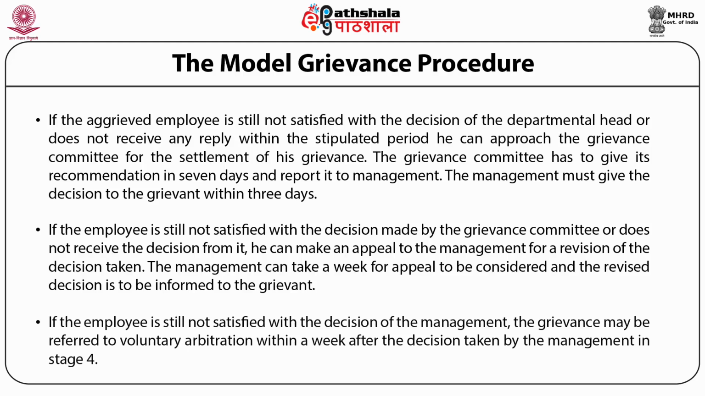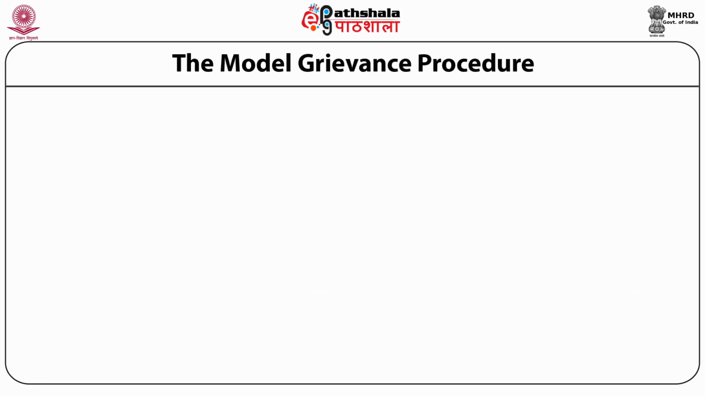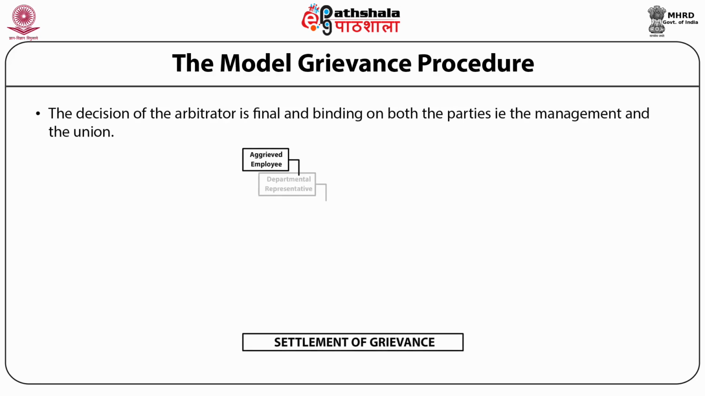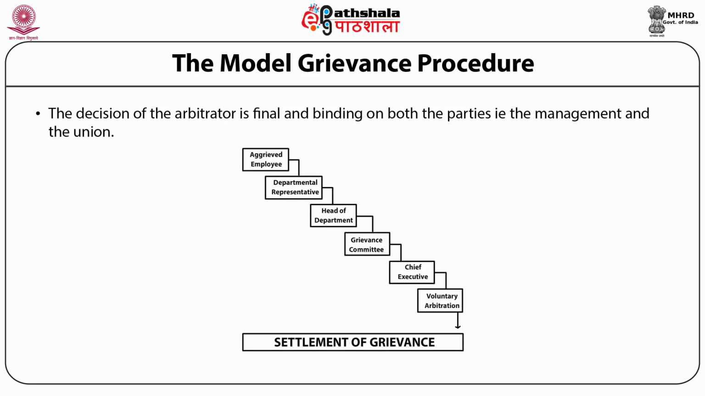If the employee is still not satisfied with the decision of the management, the grievance may be referred to voluntary arbitration within a week after the decision taken by the management, stage 4. So we can see in the model grievance procedure that the decision of the arbitrator is final and binding on both the parties, that is the management and the union. In the next slide you will see the diagram and better understand it.